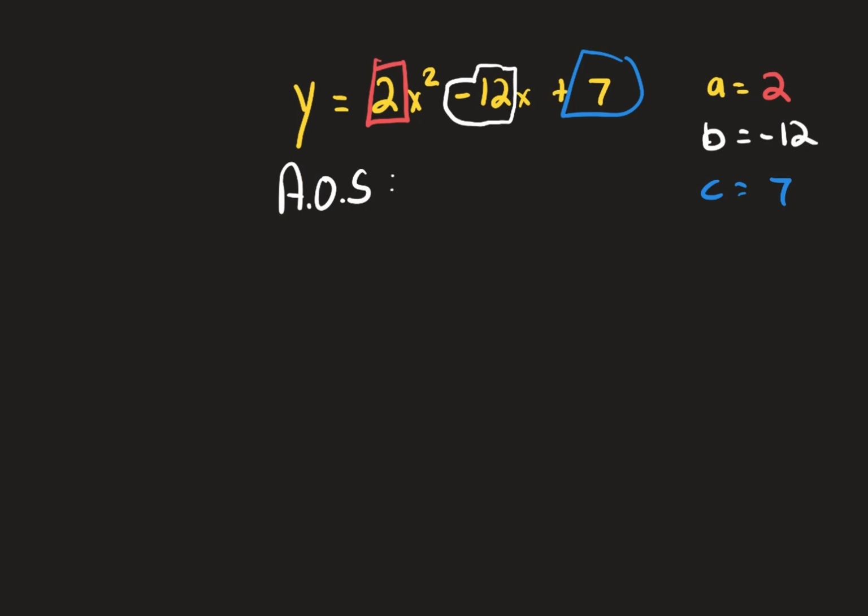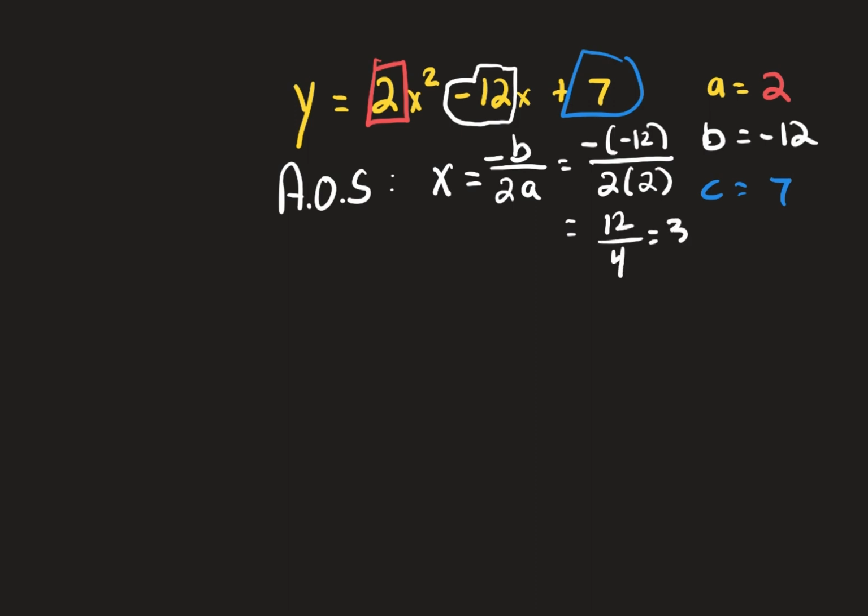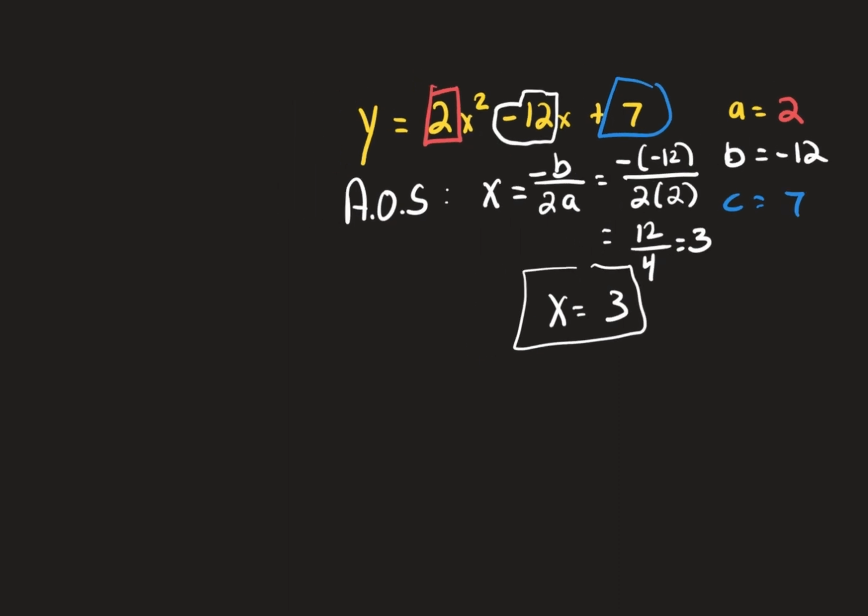That's going to help me then find our axis of symmetry. To find the axis of symmetry, we're going to use the formula x is equal to negative b over 2 times a. My b value is negative 12, so I've got the negative of negative 12 over 2 times a, and my value of a was 2 as well. The opposite of negative 12 is 12. 2 times 2 is 4. 12 divided by 4 is 3. So that gives me an axis of symmetry of x is equal to 3. I'm going to put a little rectangle around that.